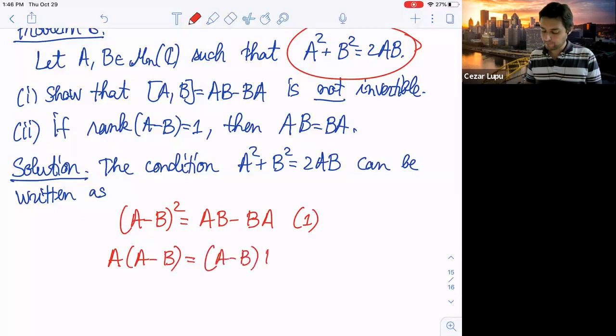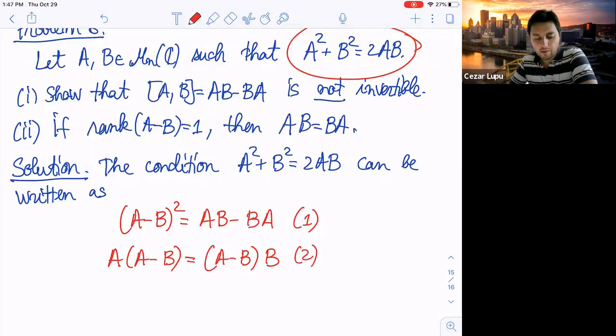is a minus b times b. Right? Okay. So now we have these two conditions. Let's call this 2. And now, what does it mean for a matrix to be not invertible? It means that the determinant is 0, right? It's singular, right?